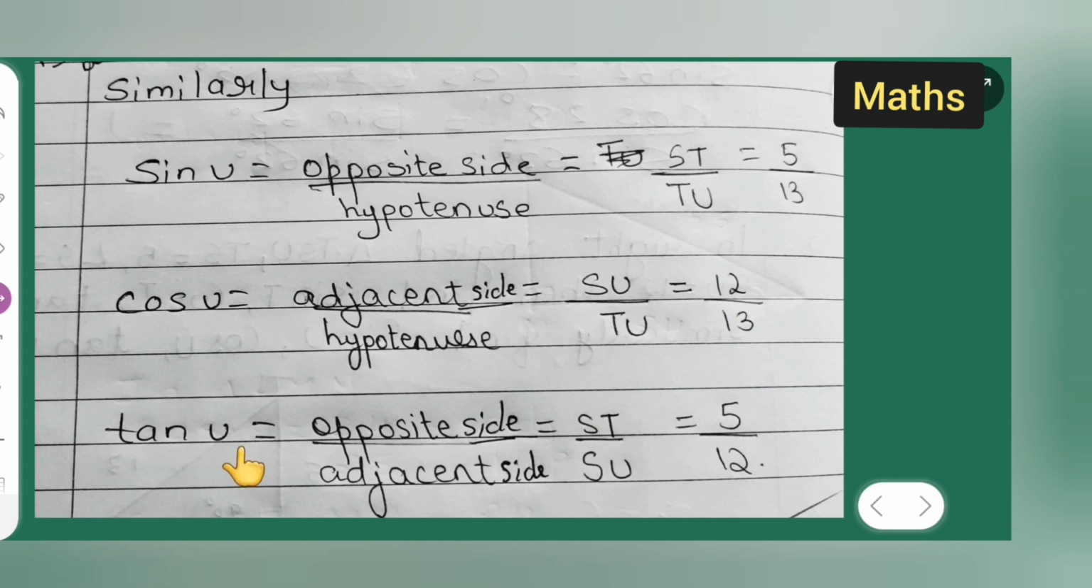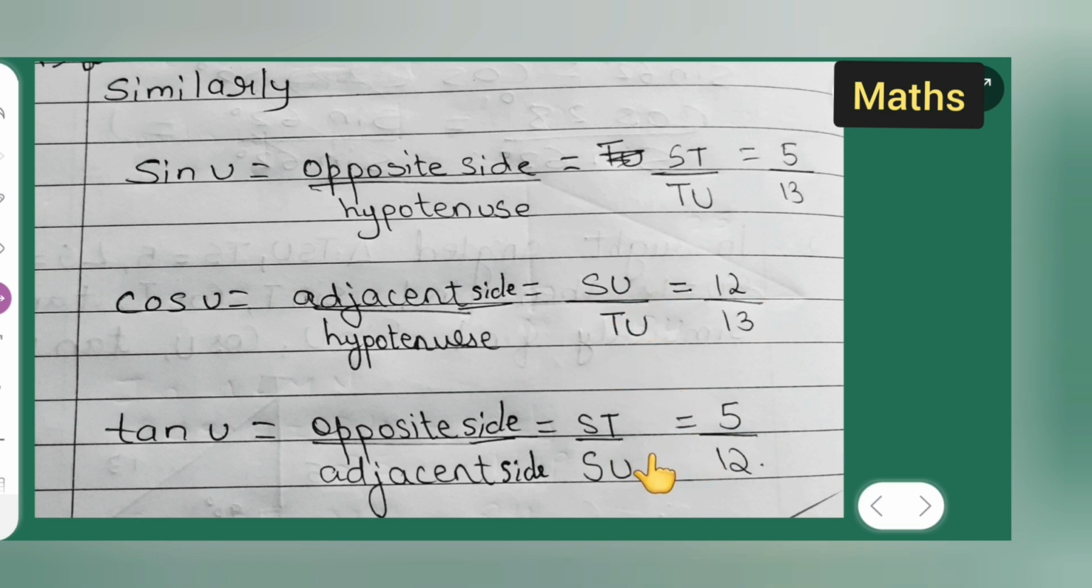Now tan u is what? Opposite side upon adjacent side of angle u. So the opposite side of angle u was ST and the adjacent side of angle u was SU, right? So ST upon SU, which is equal to, ST is nothing but 5 and SU is nothing but 12. Okay, you all can do it this way also.